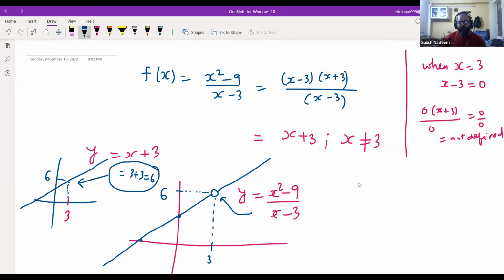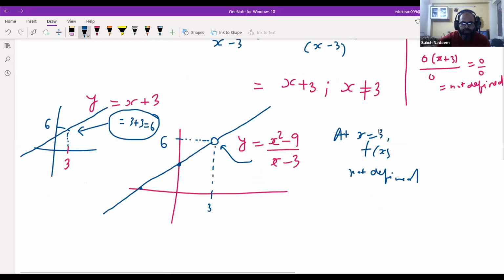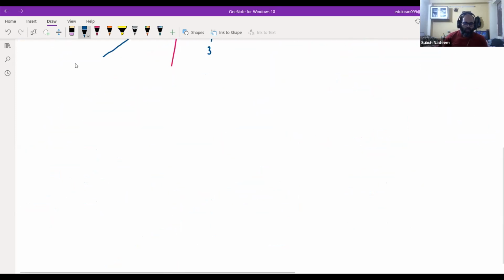At x is equal to 3, f of x is not defined. So basically, if you talk here, that f of x is not defined at x is equal to 3.